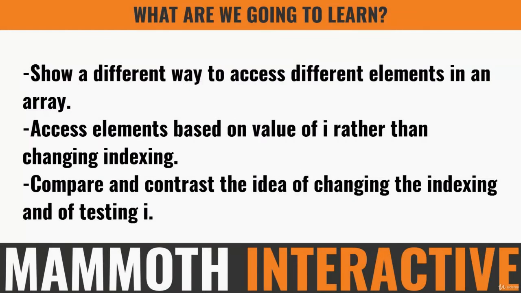So now I'm going to show you a different way to access different elements in an array. We looked at one way, which was to change the indexing in the third part of the for loop statement. So we're going to access elements based on a value of I rather than the changing index. And we're going to compare and contrast these two ideas: accessing elements based on a test of I and based on changing the index. It'll become a little more clear when you watch the video.